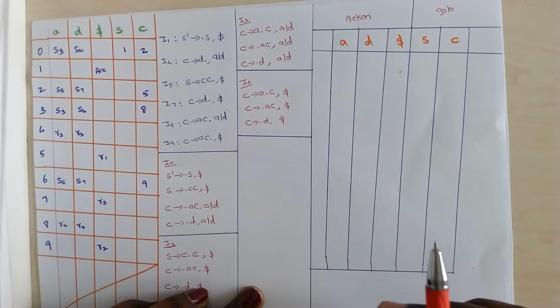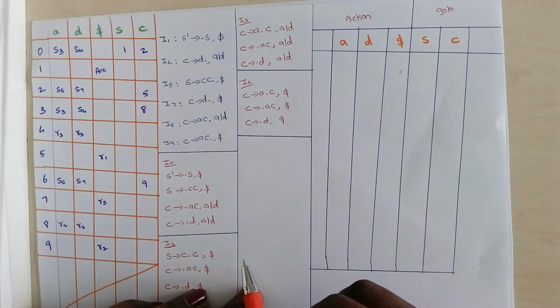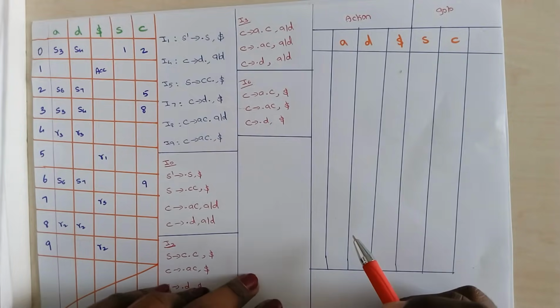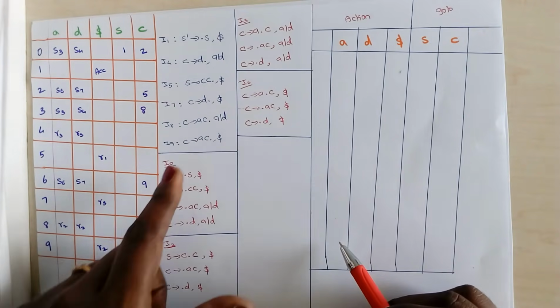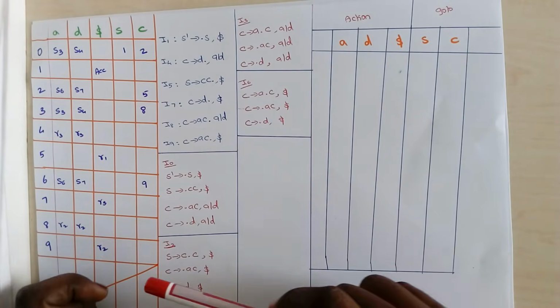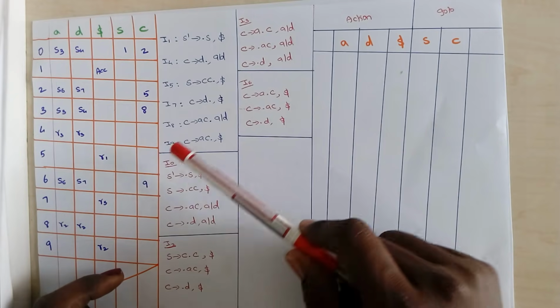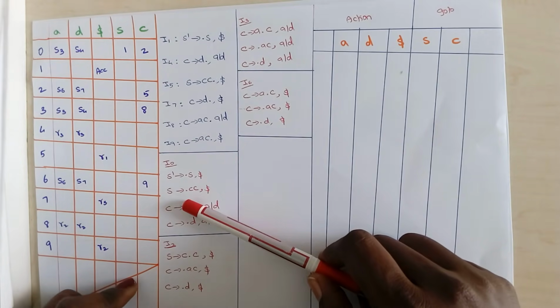Hello everyone. In this video we are going to see how to construct an LALR table out of a canonical LR table. This is the example we saw in the previous video, the construction of a canonical LR parsing table. I have taken the same example with its corresponding table. Here is the parsing table and these are all the closure sets that we formed.